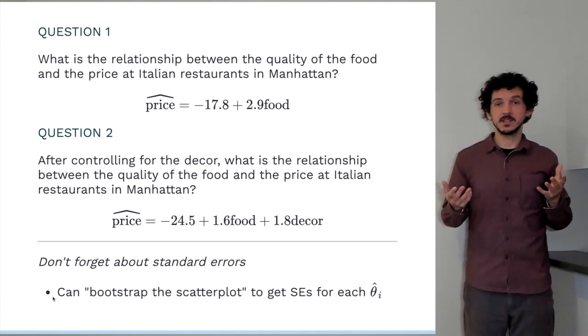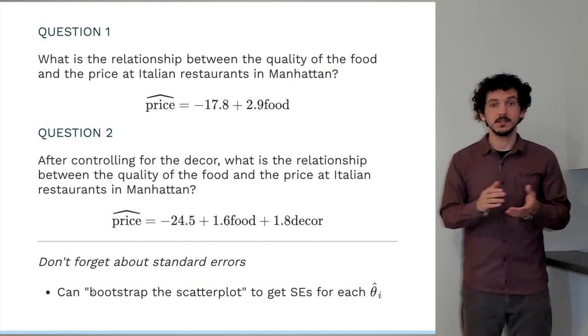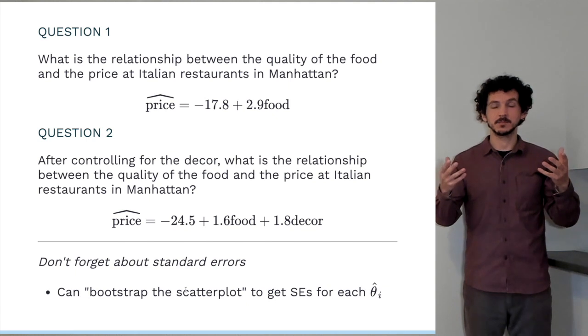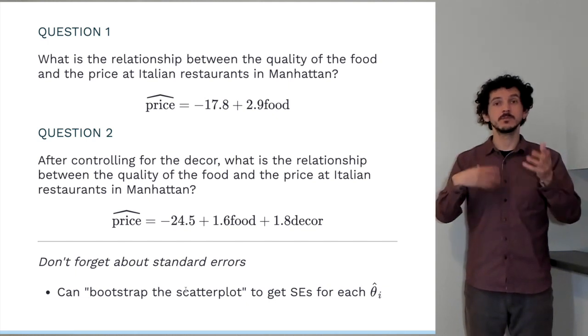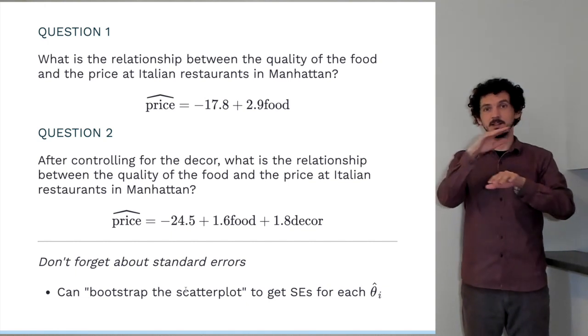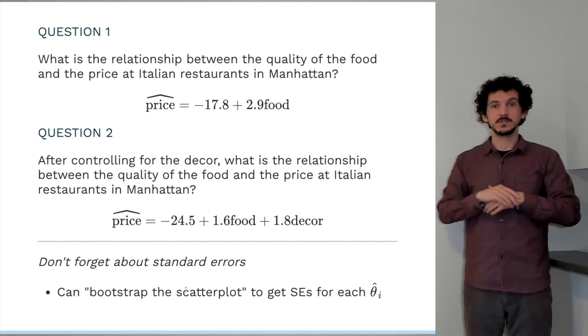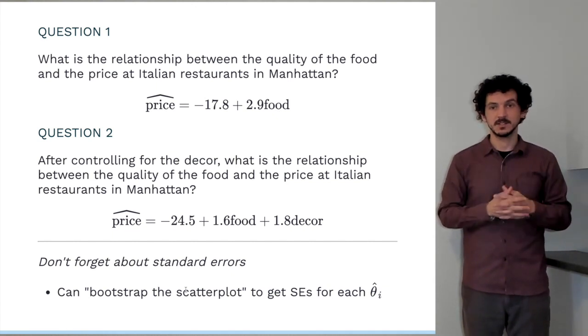There are several methods that you can use to get these standard errors, including the one that you saw in Data 8, that idea of bootstrapping the scatter plot, of resampling with replacement many scatter plots or 3D scatter plots, fitting many lines or many planes, and then looking at the distribution of those different coefficients. That can give you a sense of their standard errors.